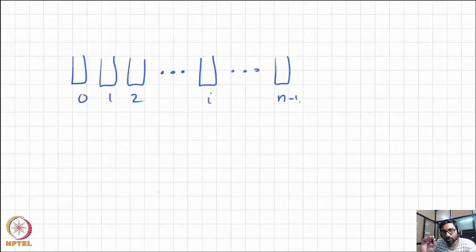So we have n bins. We're going to throw balls in 2 phases. In the first phase, we're just going to throw square root of n balls, and there may be collisions, so there may be cases where 2 balls fall into the same bin.